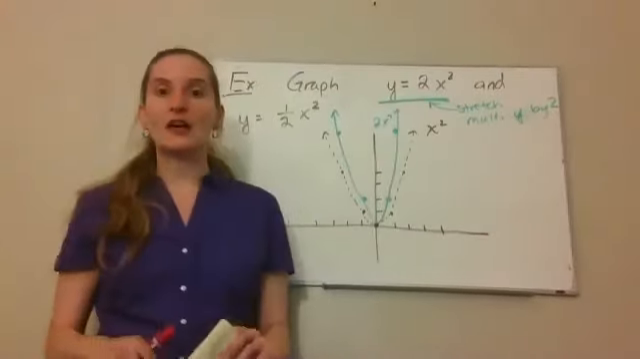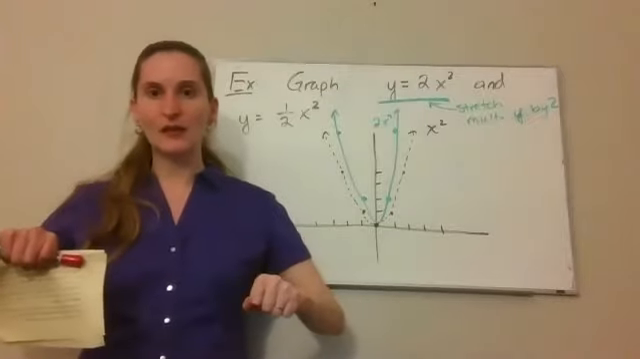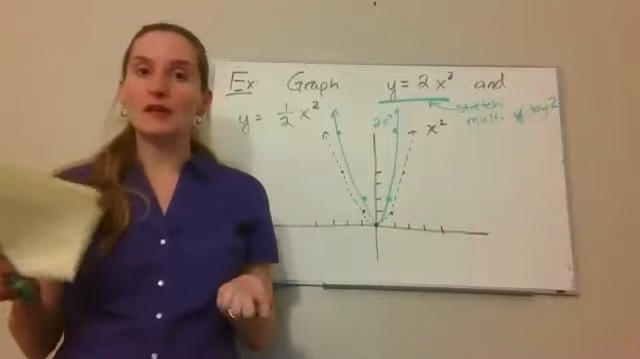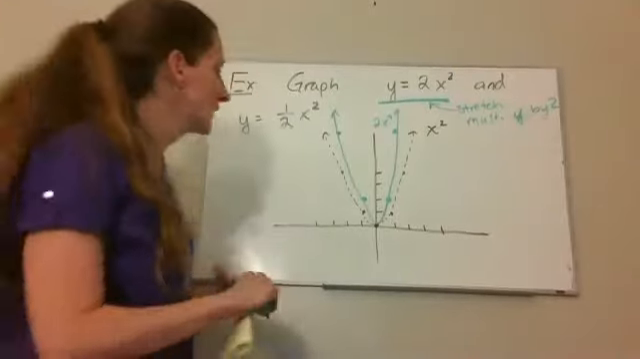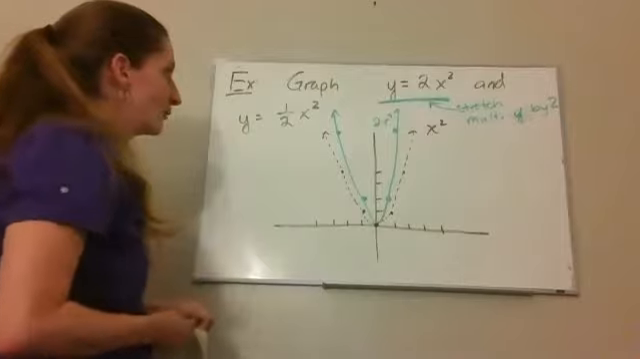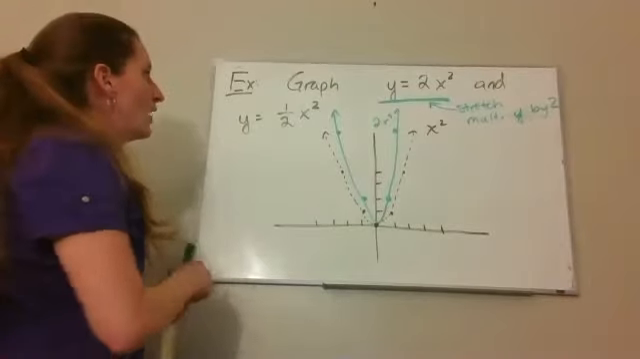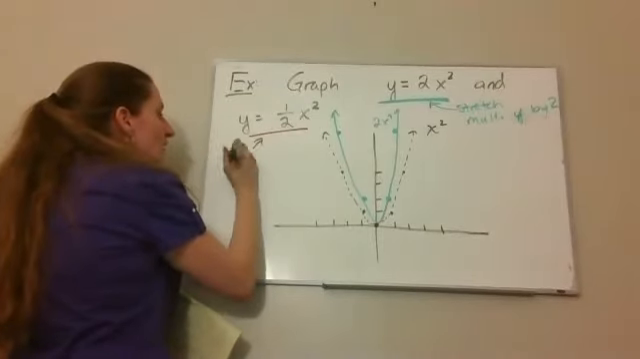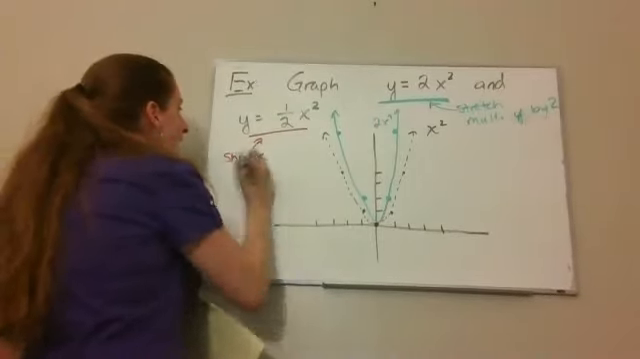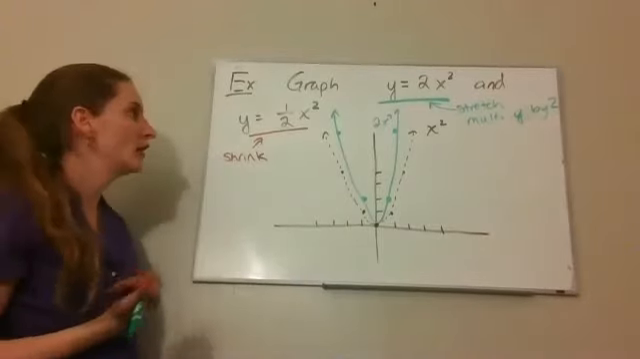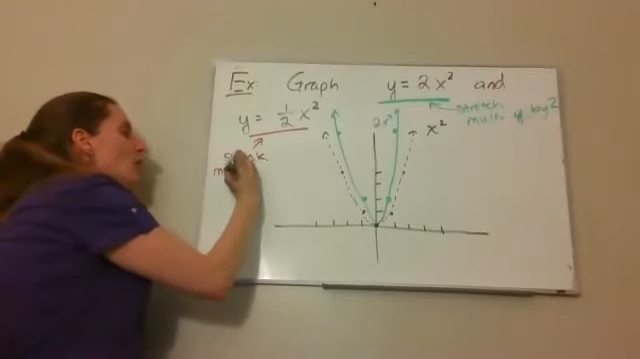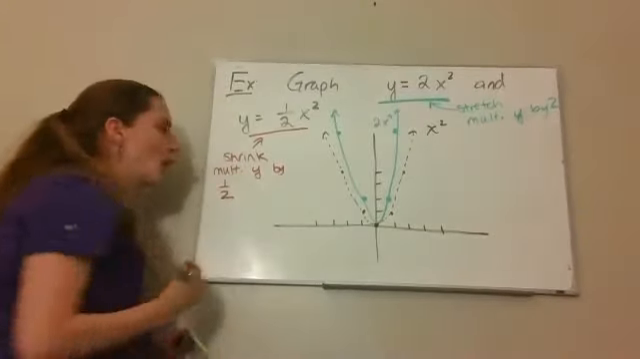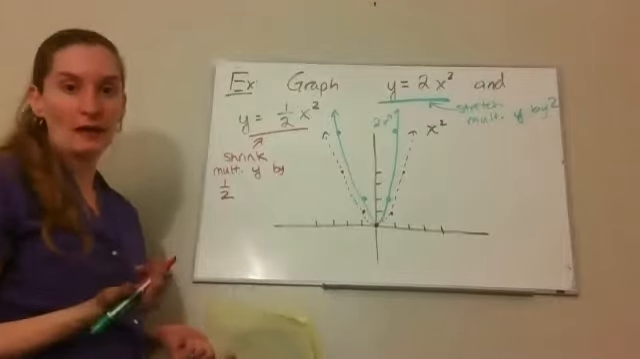So what you can think of is, picture grabbing onto the ends of your parabola and you're stretching it upwards. When you stretch it upwards, it makes the graph skinnier. So my 2x squared made the graph skinnier. Now this 1/2 x squared, this one's going to be a shrink because my a value is 1/2, between 0 and 1. And we have to multiply all of the y values by 1/2. And those are the y values of our original x squared graph.